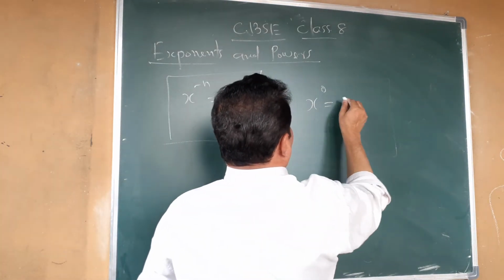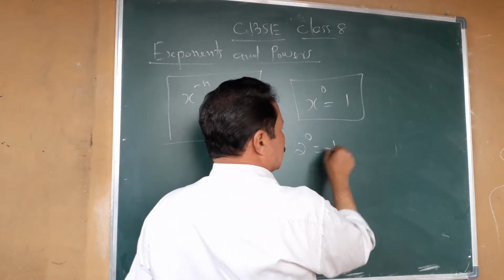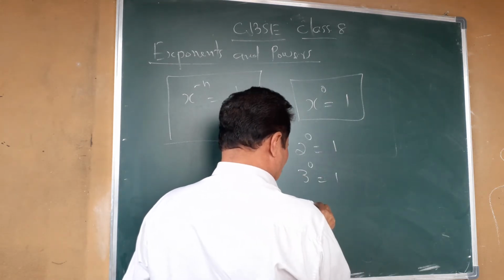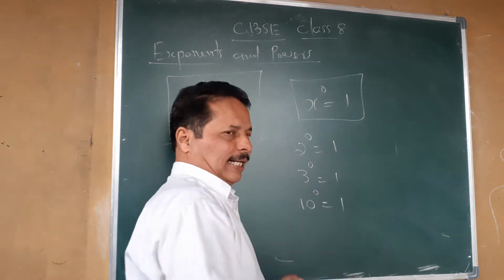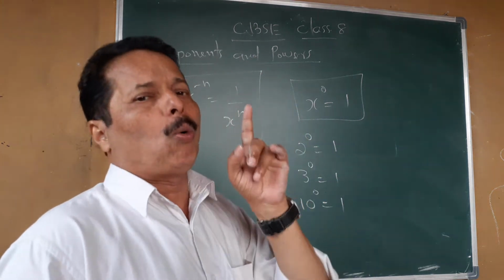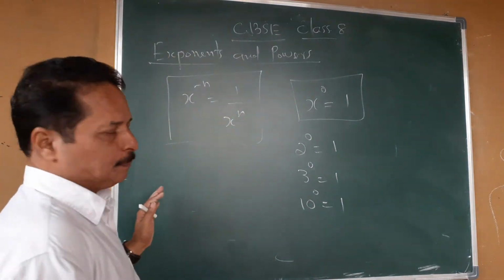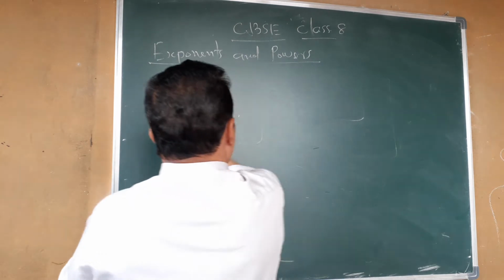If the power is 0, the answer is 1. For example, 2 raised to 0 is 1, 3 raised to 0 is 1, 10 raised to 0 is 1. That is, if the power or exponent is 0, the value is equal to 1. Is it all? Better you write this. Is it all? And look at here.